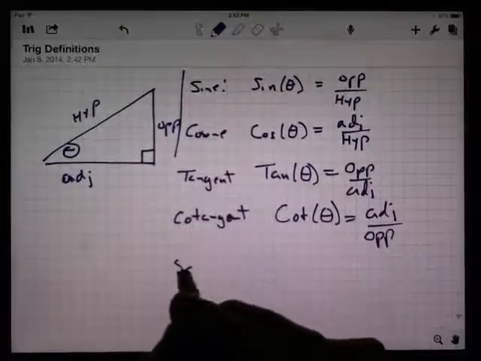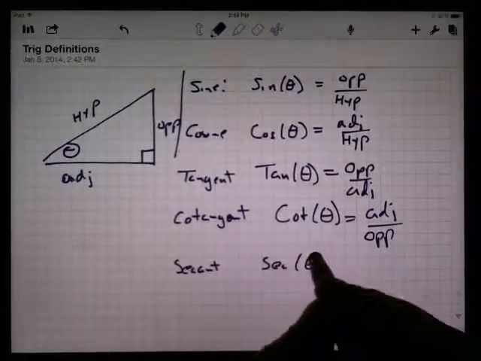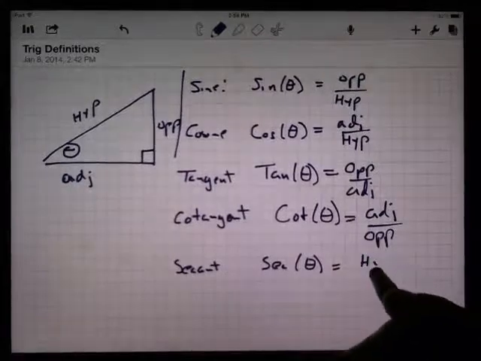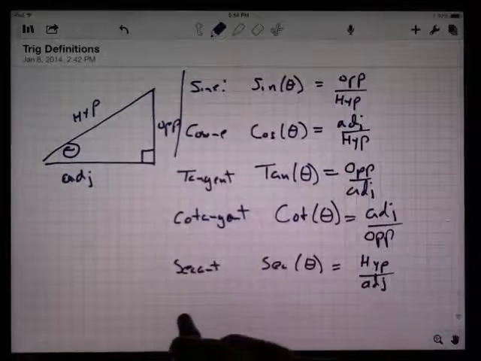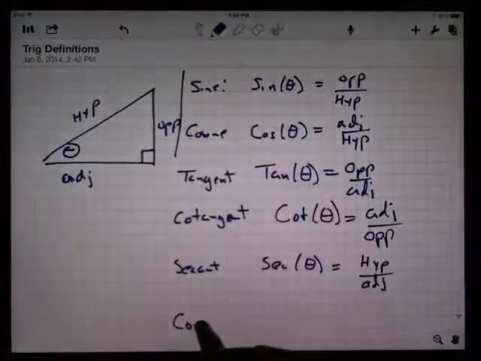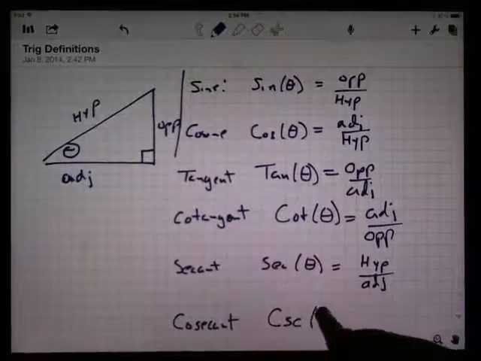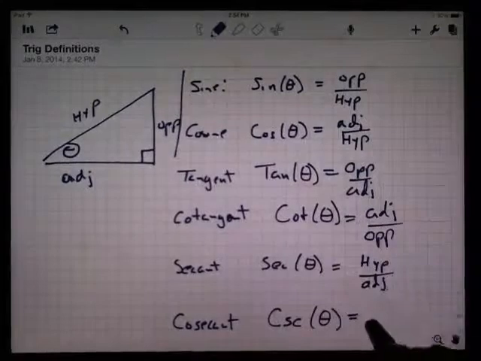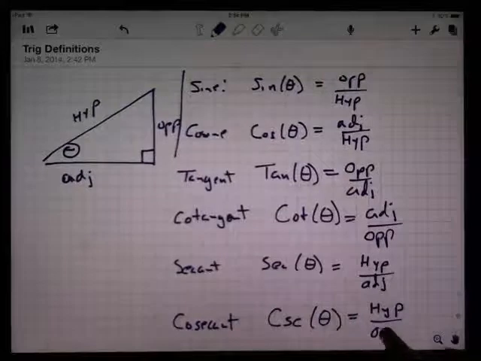Next, I'll do the secant, which is SEC. The input is the angle, and I'll use the same 2 sides as the cosine, but flip them upside down. So this is the hypotenuse divided by the adjacent. And lastly, I have the cosecant. It's abbreviated CSC. The input is an angle, and it's the same 2 sides as the sine, but flipped upside down. Hypotenuse divided by the opposite side.